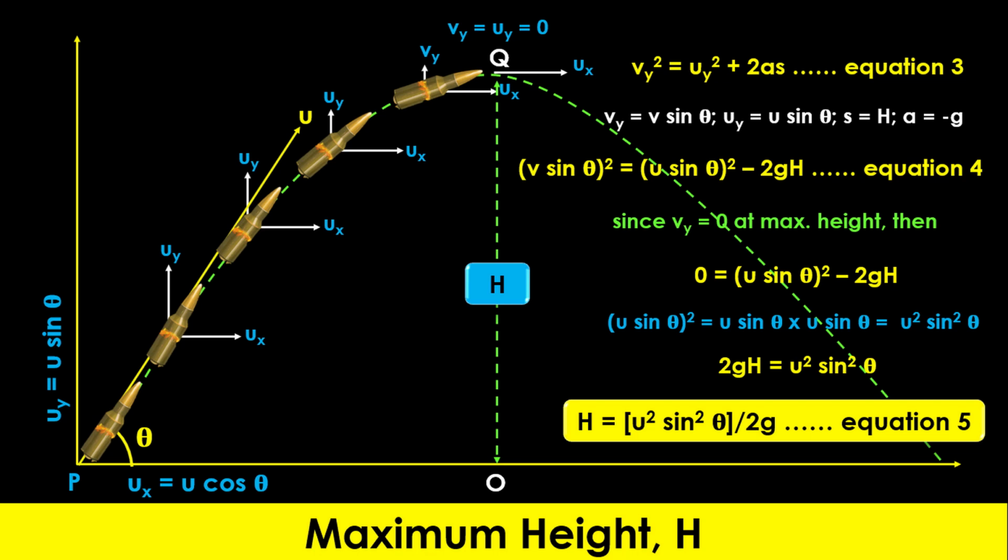Equation 5 is the formula for calculating the maximum height attained by a body projected into the air at an angle theta to the horizontal with an initial velocity u in meters per second. Next is the time of flight.